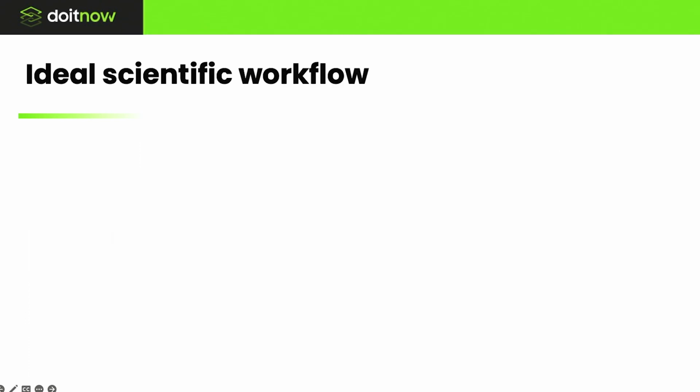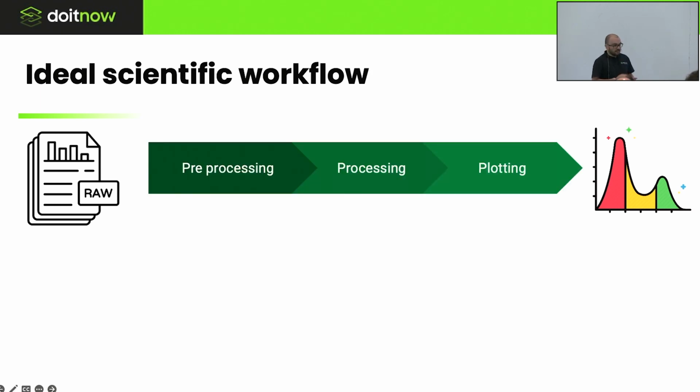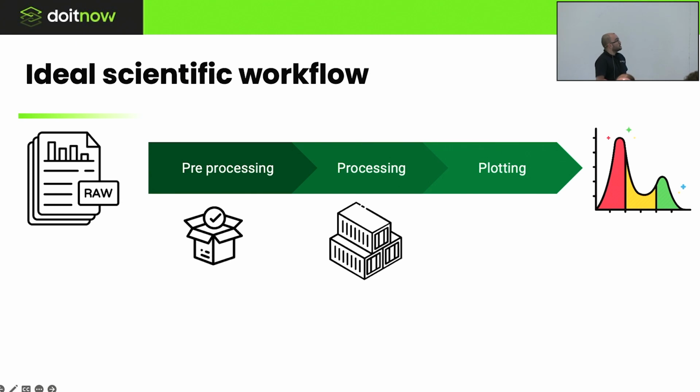So how do scientists use scientific software? There is an ideal workflow. The scientist has raw data and wants to get a fancy plot. In an ideal workflow, we have 3 steps: preprocessing, processing, and plotting. For the preprocessing, they use default packages available in the system to read and write files. For processing, they use containers, and finally, to get the plots, they use a conda environment.